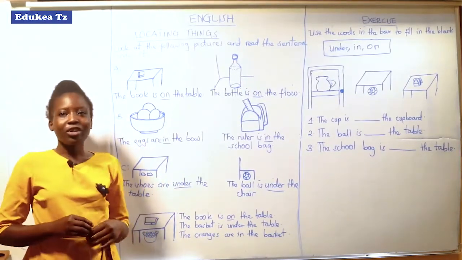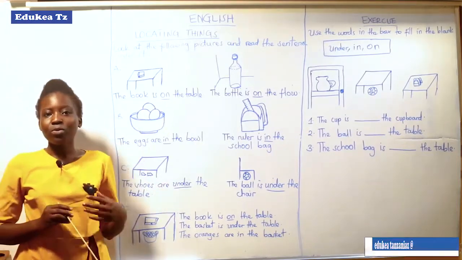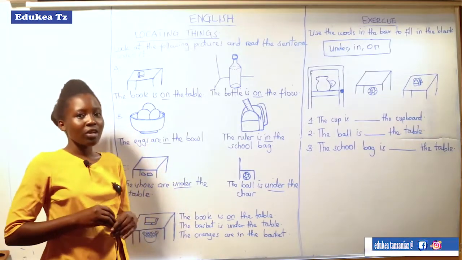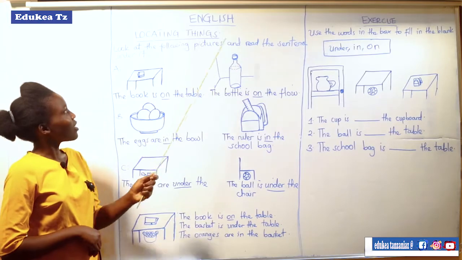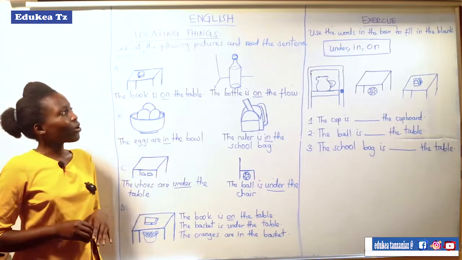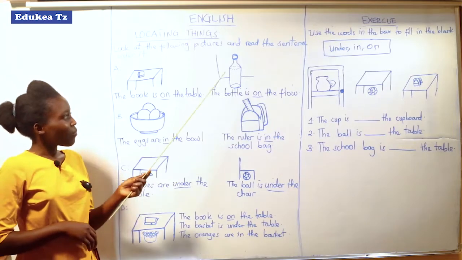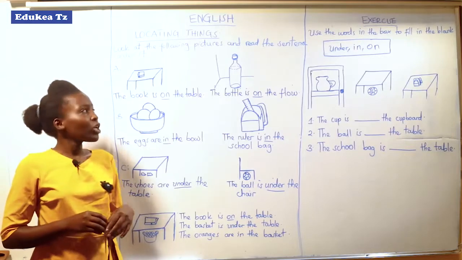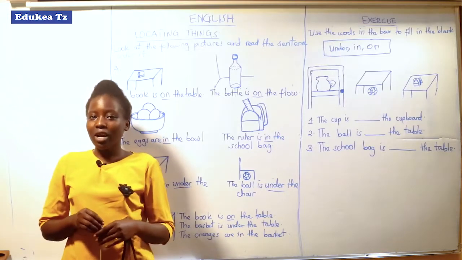Today I'm going to teach English, and our topic today is locating things. I'm going to look at how to locate things in different areas or on different things. Starting, look at the following pictures and read the sentences under them. We are required to look at the pictures on our board and then read the sentences under them. As you can see, under the pictures there are some sentences which have been written. So after looking at our pictures, we are required to read the sentences located under each picture.